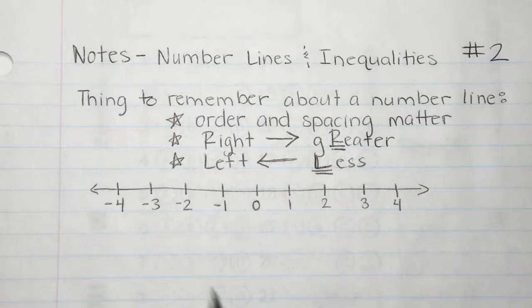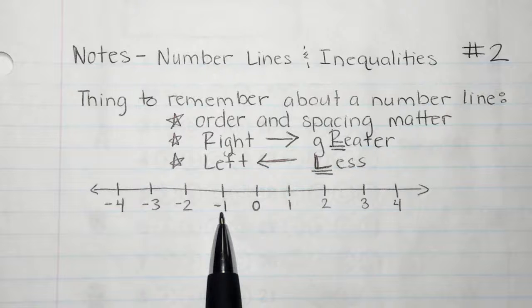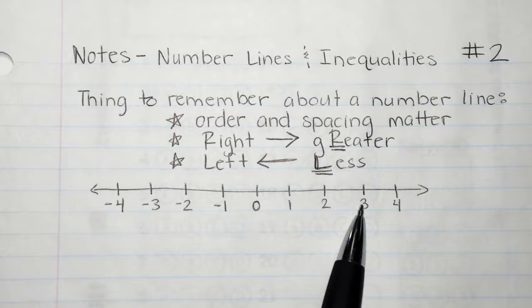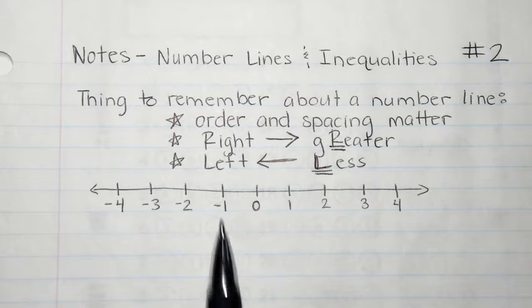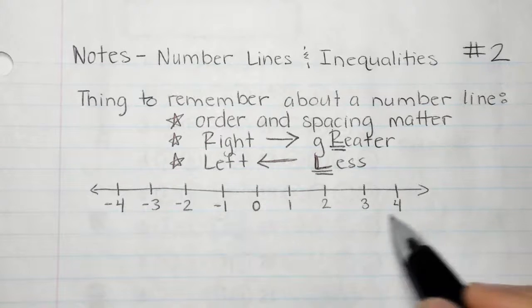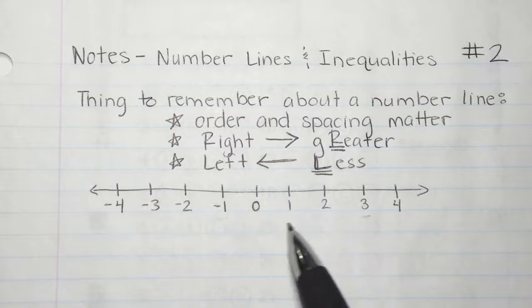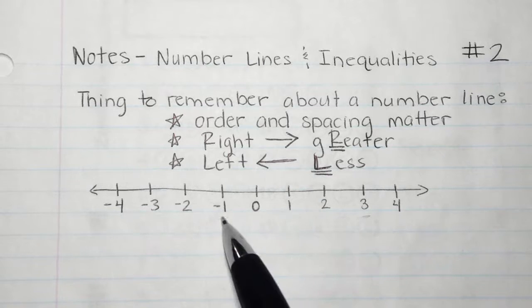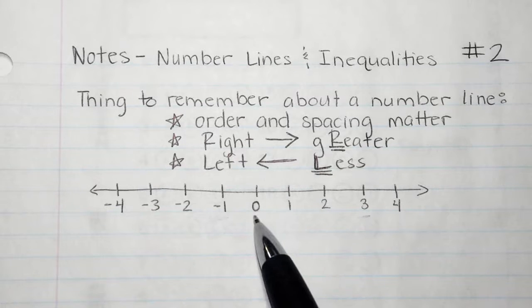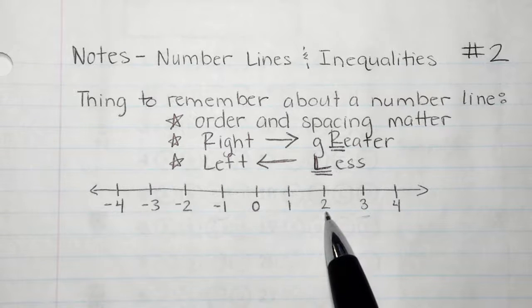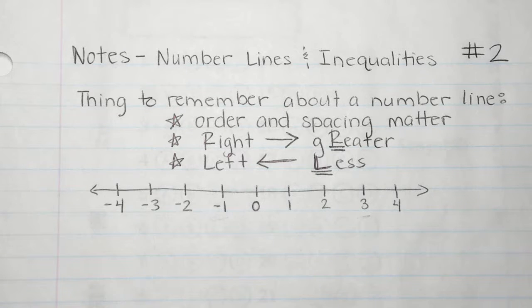Can someone tell me what numbers are between negative 1 and 3? If I have negative 1 and 3, is negative 2 in between those? 0, 1, and 2. So if I'm looking at negative 1 and 3, in between we have 0, 1, and 2. So on your homework, if it's asking you for what's in between them, you're just going to list those numbers out, separating them by commas.